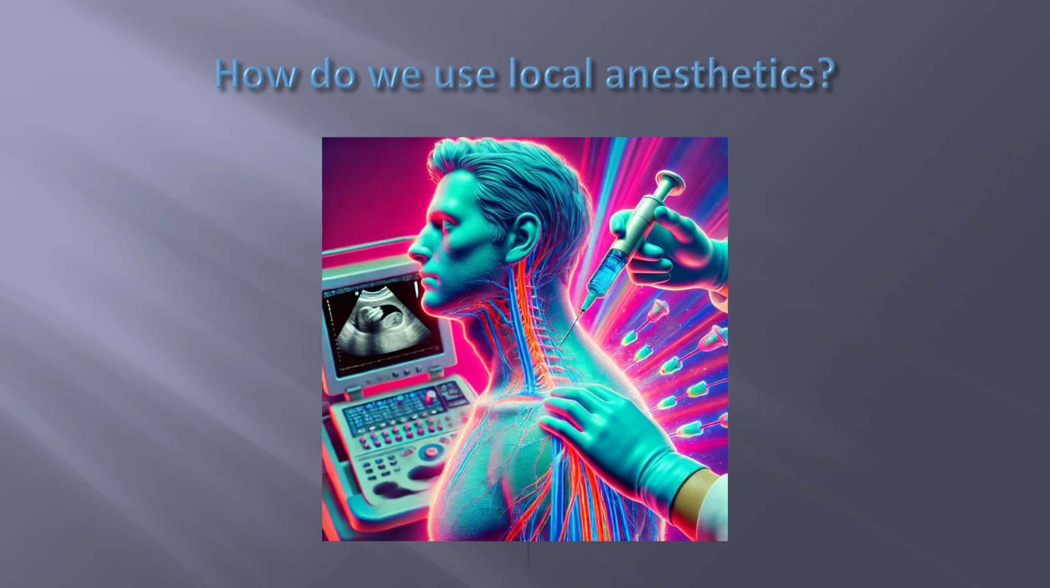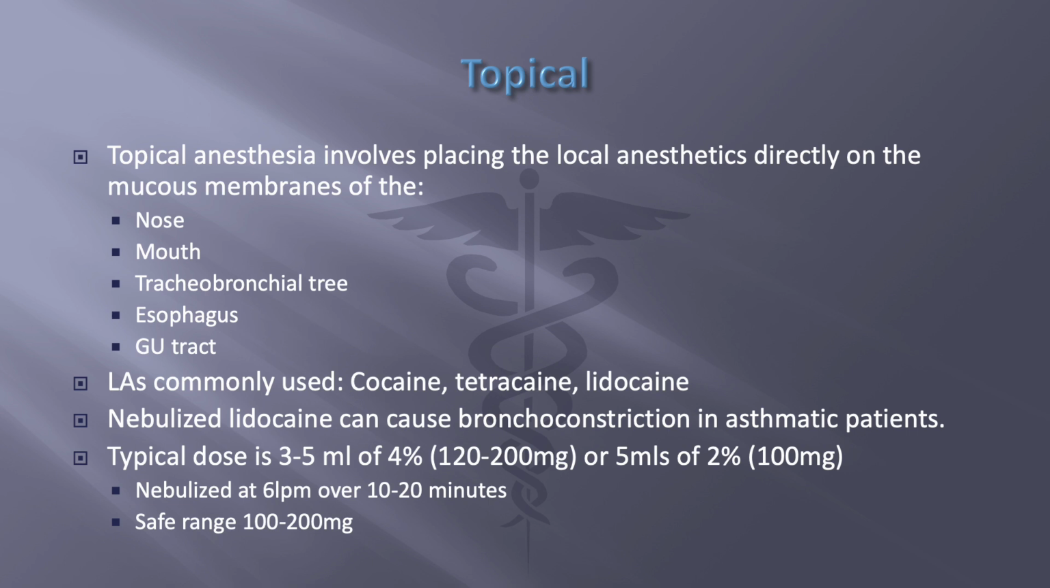So how do we use local anesthetics? Well, obviously we have topical. The topical route of administration involves placing the local anesthetics directly onto mucous membranes. Okay, we talked about this in the lidocaine lollipop. We'll place it in the nose, the mouth, tracheobronchial tree, the esophagus, or the GU tract. Commonly used local anesthetics from us are going to be lidocaine and tetracaine, and then cocaine from your ENT docs.